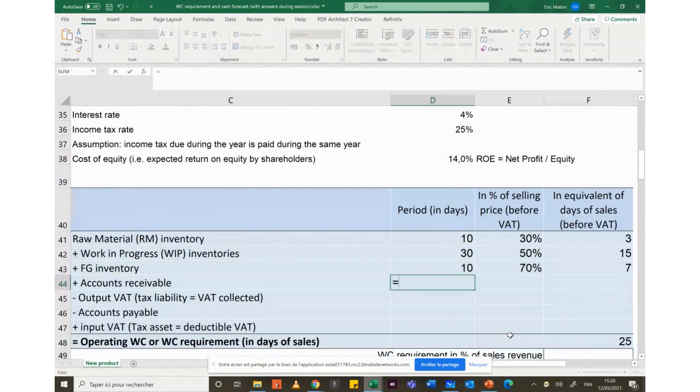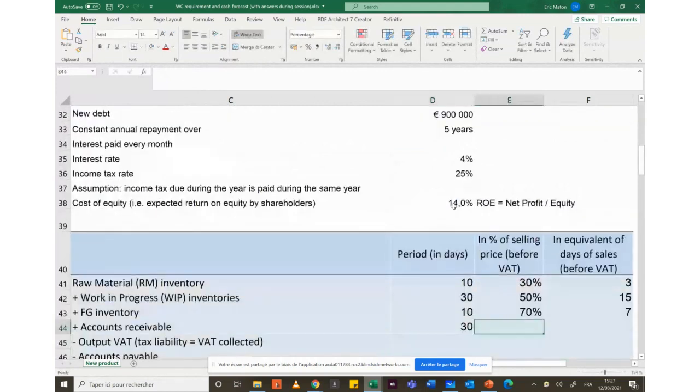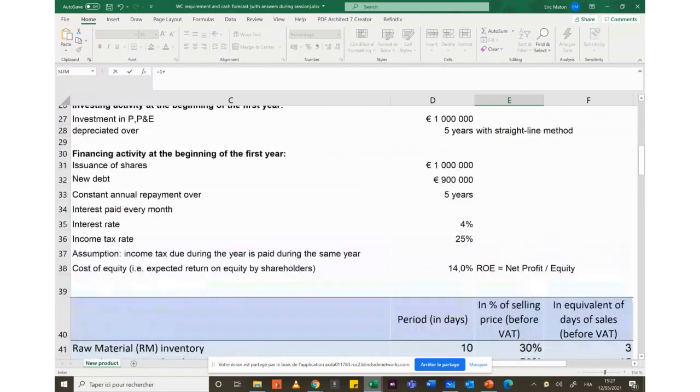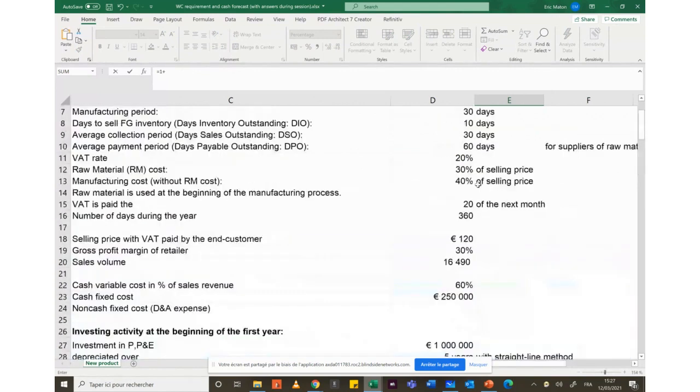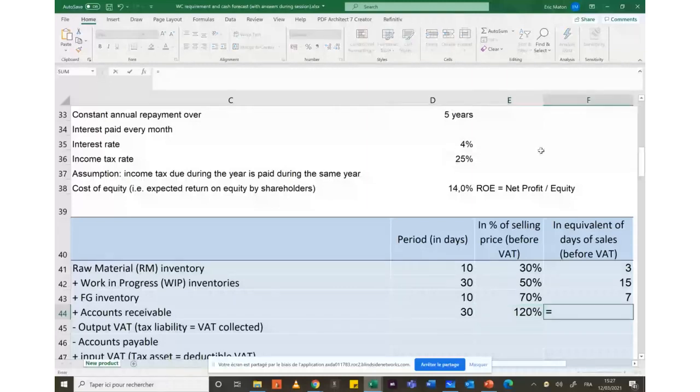For the accounts receivable, the customers, suppose they will pay after 30 days. So we have 30. And here what we collect is more than the selling price before VAT. What we collect is the selling price before VAT multiplied by 1 plus the VAT rate. So what we collect from the customers is 120% of the selling price before VAT. So here we multiply by 1.2 by 36 days.